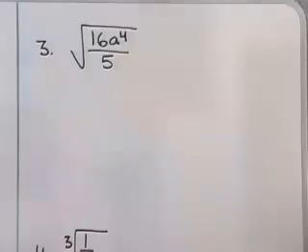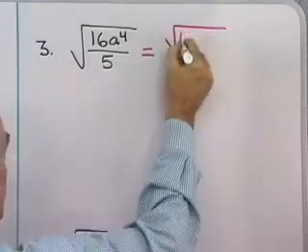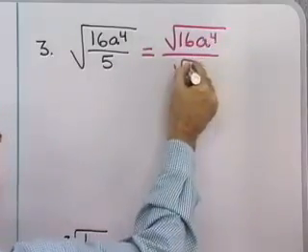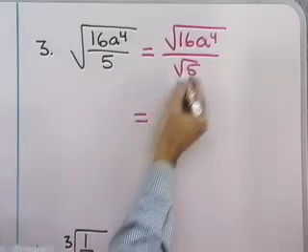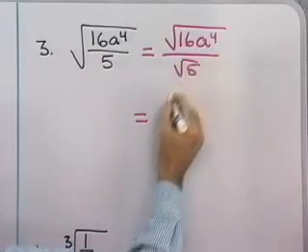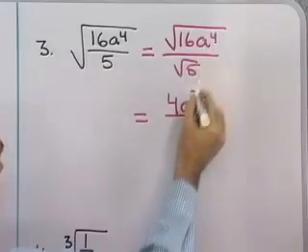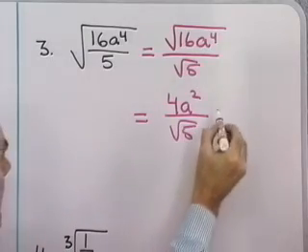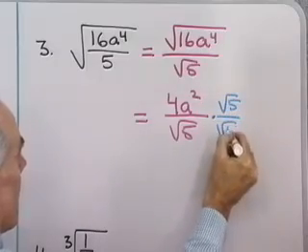Here's another problem. Another fraction. I'll separate this into two separate expressions, square root of 16a to the 4th over square root of 5. That's property 2 for radicals. Positive square root of 16a to the 4th is 4a squared, assuming that a is a positive number, over square root 5. I want to rationalize this denominator, so I multiply by square root 5 over square root 5.